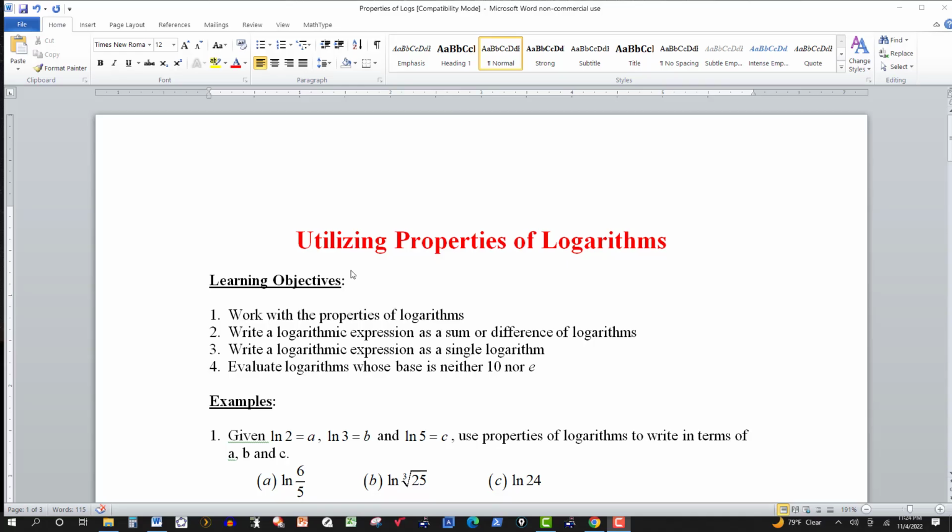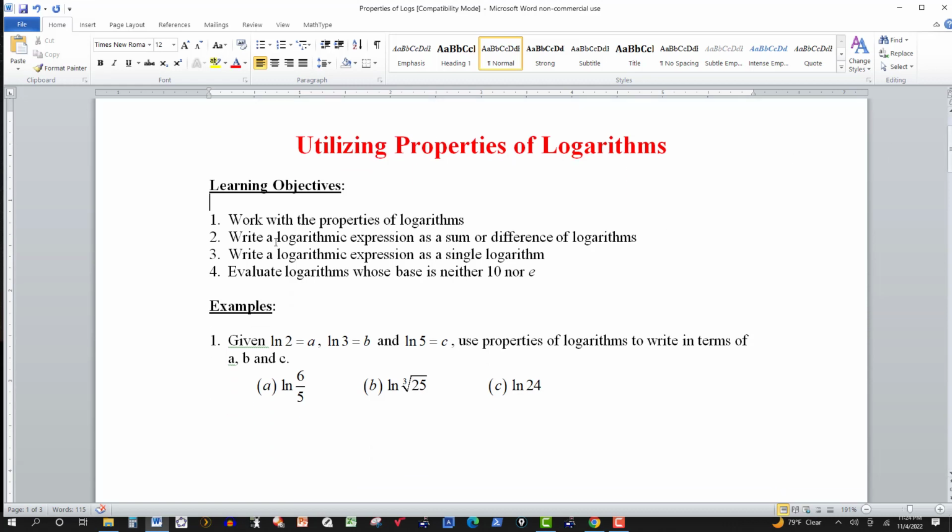In this video, we're going to use properties of logarithms. And here are the objectives. Work with properties of logarithms. Write a logarithmic expression as a sum or difference of logs. Write a logarithmic expression as a single logarithm. Evaluate logarithms whose base is neither 10 nor e.